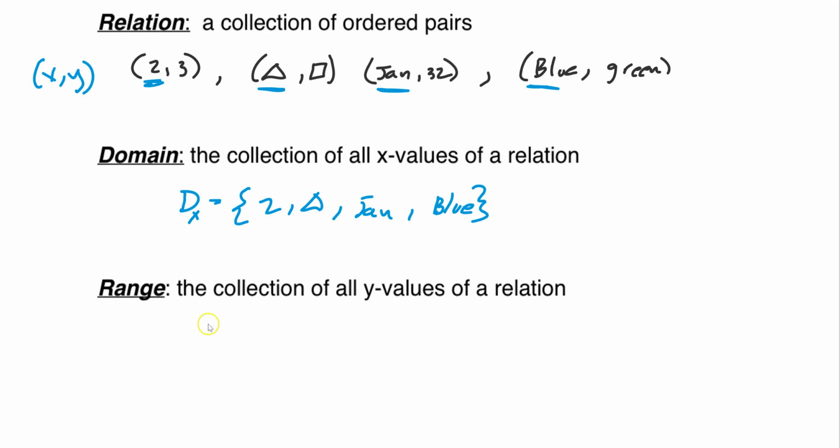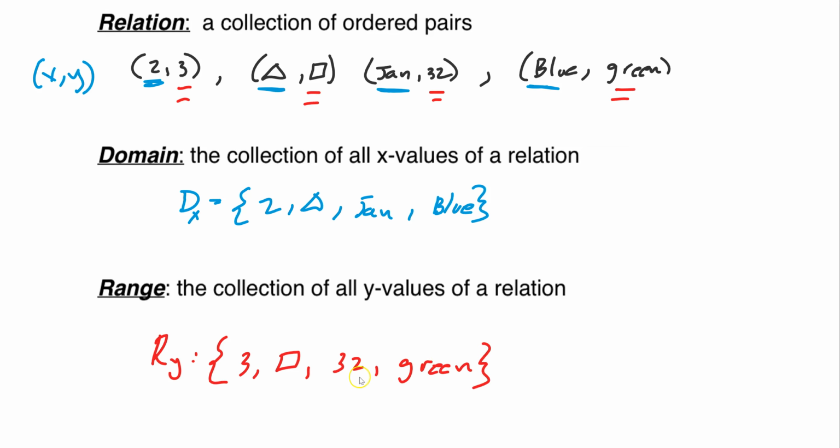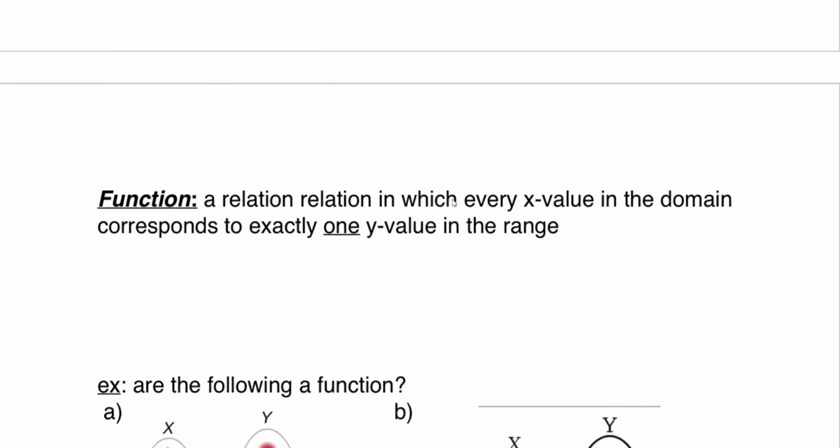And then the range is the y values. So it's a collection of the y values. So my curly brackets, all the y values of the range. So 3, square. I almost said box again. I was a bit mad at myself. 32, green. And there you go. All right, so those are all the domain values. Those are all the range values. And that's a relation.